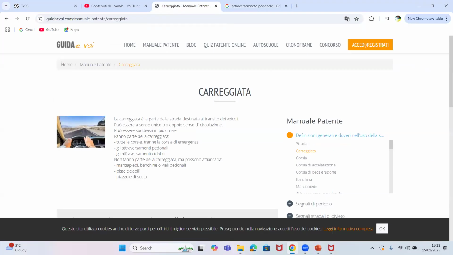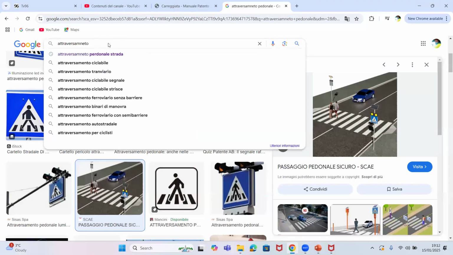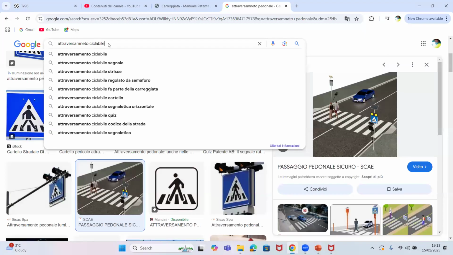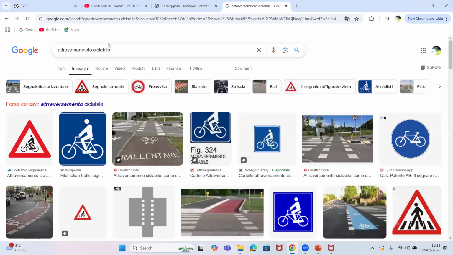We can't get what they call attraversamento ciclabile. Now, if you don't understand what attraversamento pedonale, watch. Add am for your jota also. Another name for attraversamento pedonale is called striscia pedonale. Please write it down. They come for quiz. Striscia pedonale. Sometimes instead of them calling it attraversamento pedonale, they'll call it striscia pedonale. Is it clear now, guys?